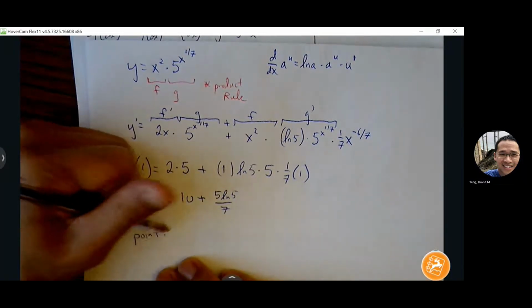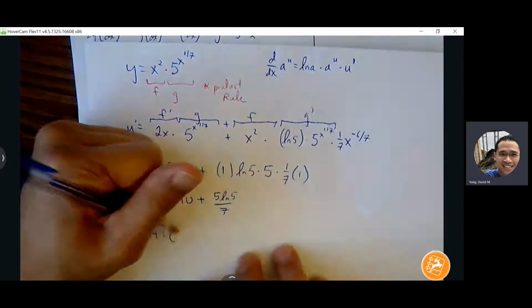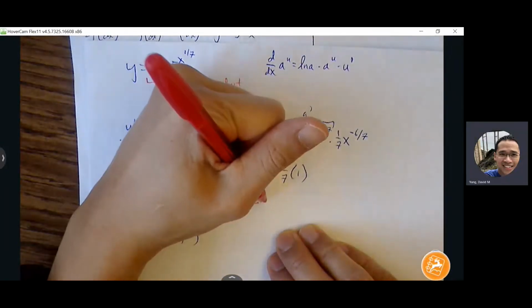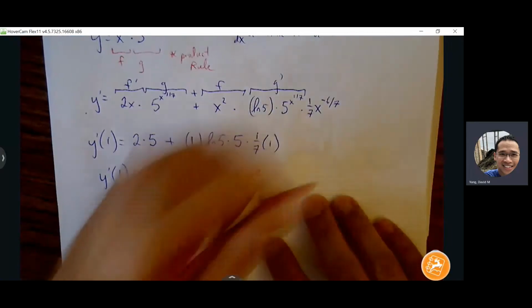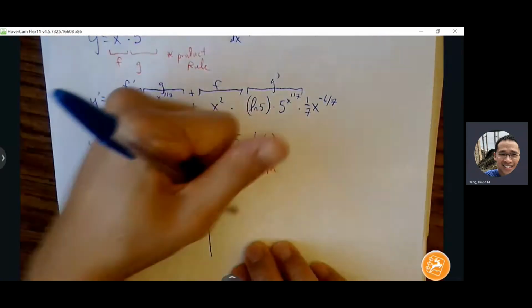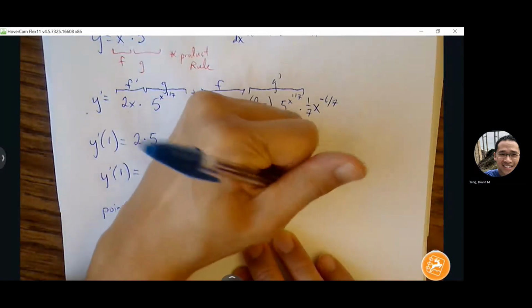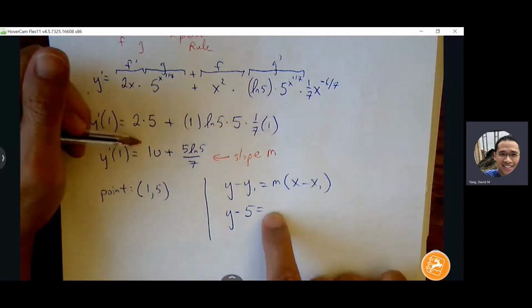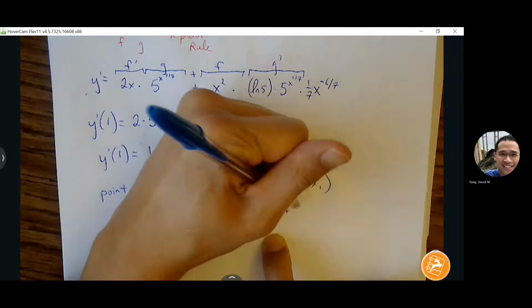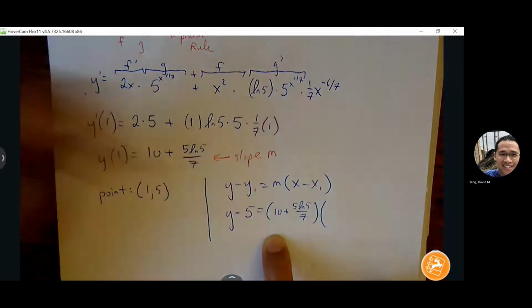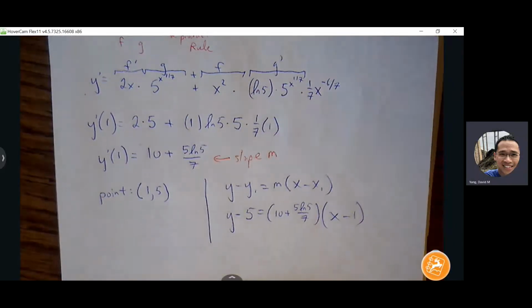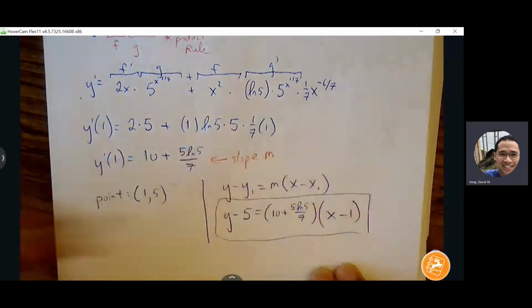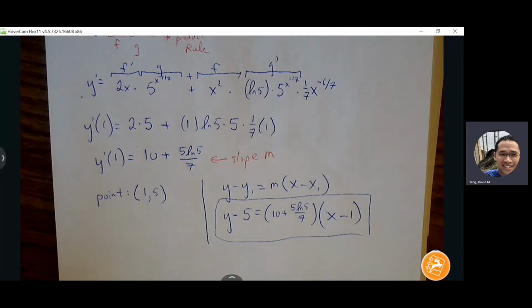So our point is (1, 5), slope m. So now point-slope form. It's a little bit longer than other slopes, but just write all that down. y minus 5 equals m times (x minus 1). Okay.